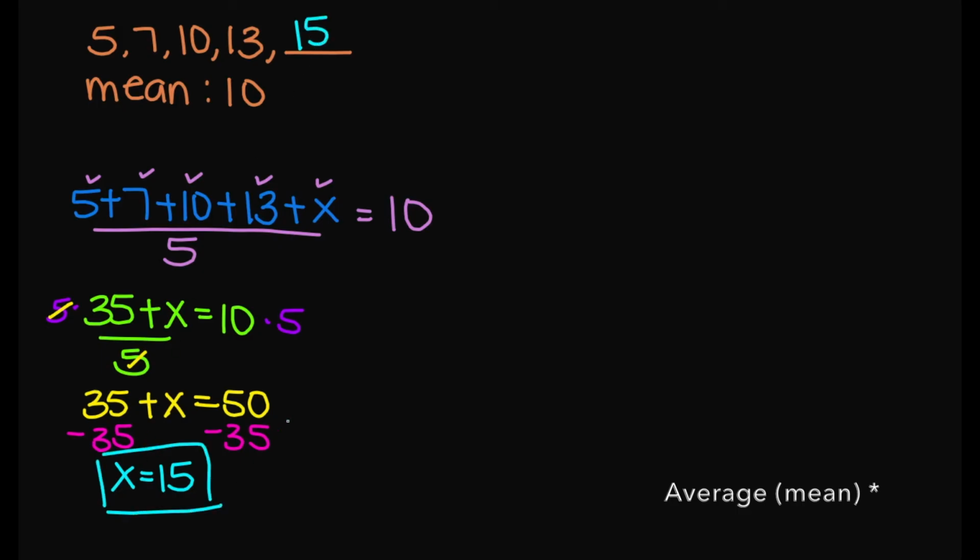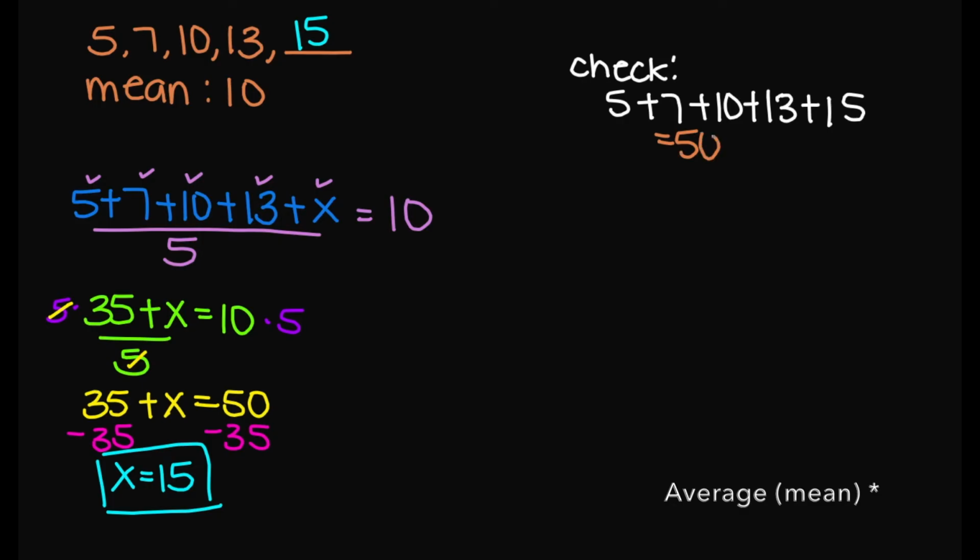Now let's check our work. So if I check my work here, we're going to do 5 plus 7 plus 10 plus 13 plus 15. This is going to equal 50. Now we're going to do 50 divided by the number of items we have, which is 5. So 50 divided by 5 is 10. So my average here, when we checked our work, is 10, which is the same average we received here. So that means my missing value is correct as 15.